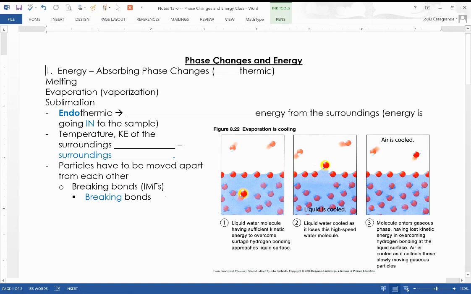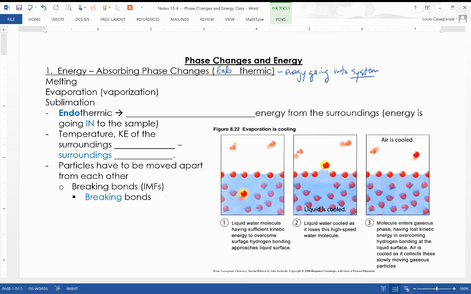So endo, and you've heard this term before, endothermic reaction. And in an endothermic reaction, we have energy going into whatever the system is that we're looking at. So we're going to be focusing on changes and differentiating between what's called the system and the surroundings.